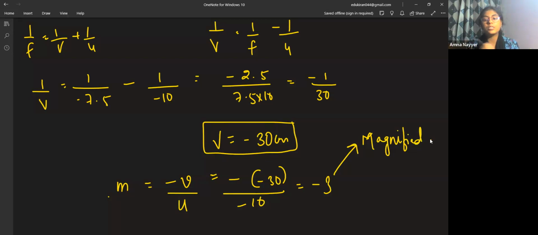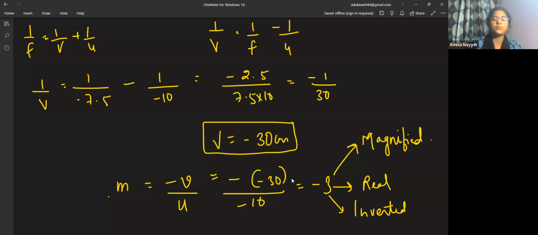Secondly, now come to signs. Signs are negative. So negative shows it is inverted. Sign basically tells you about real and inverted image. So it's real, it is inverted, and it is formed 30 centimeters in front of the mirror. This is the whole information which we have to substitute.